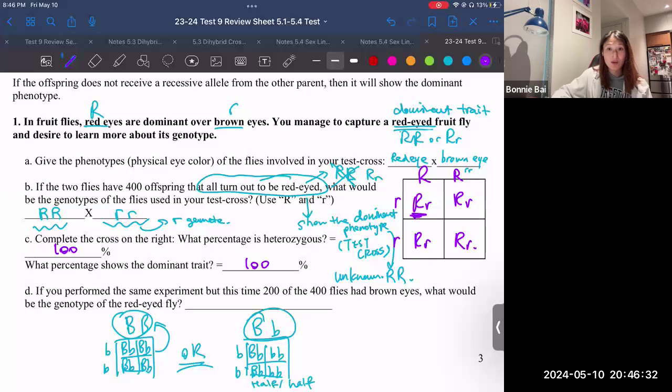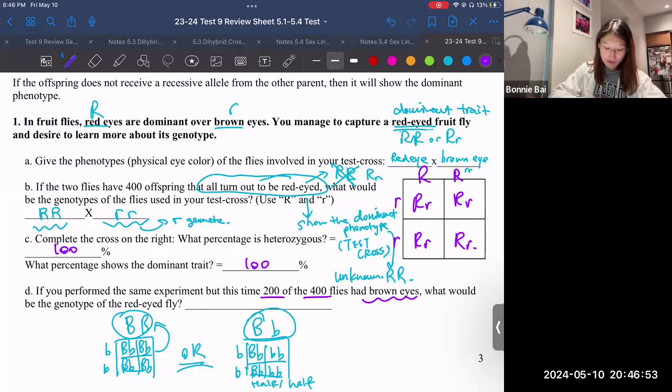100%, because we got to show the big R, right? Big R is dominant. When there's big R and a little r, you show the big R. Moving on. If you perform the same experiment, but this time 200 out of the 400, as in half of them have brown eyes, that means the other half has red eye, right? So that's your half and half situation.